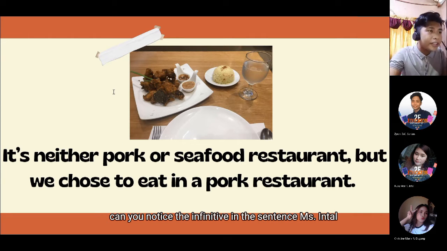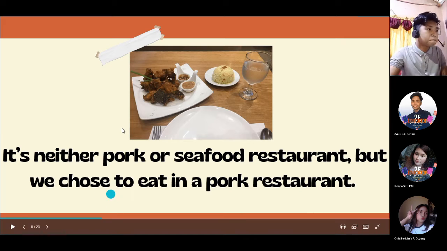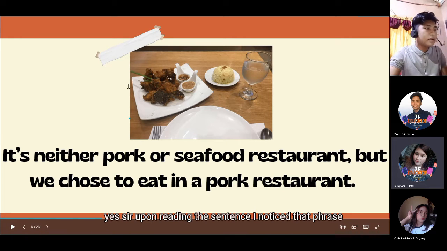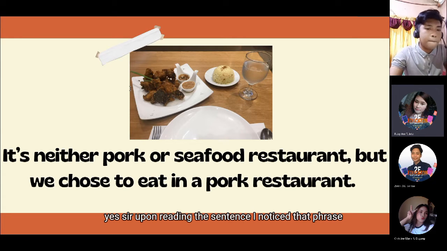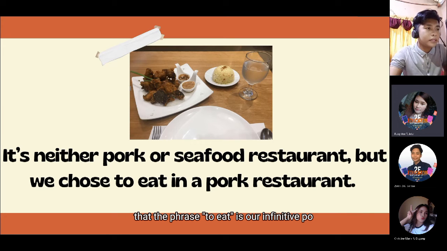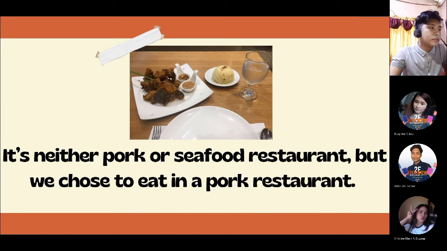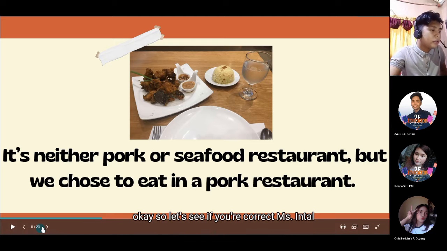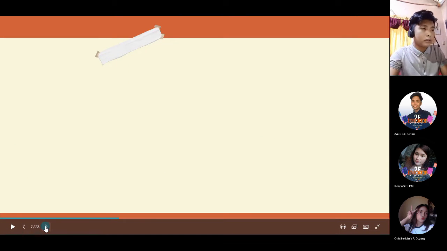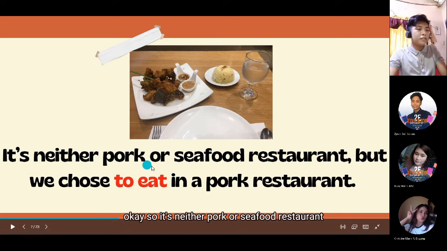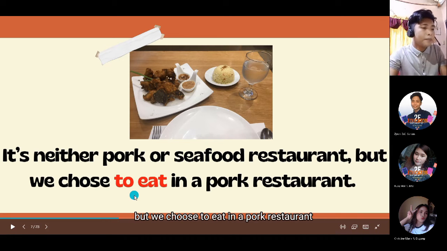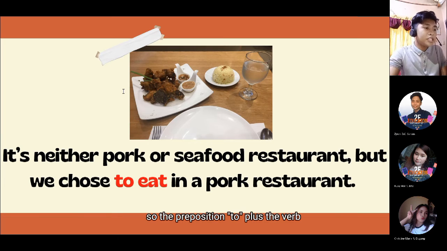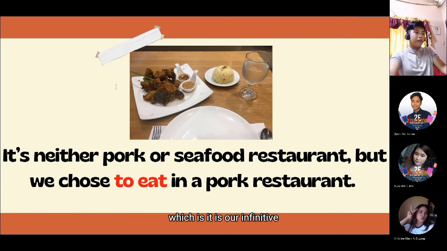Can you notice the infinitive in the sentence, Miss Intal? Yes, sir. Upon reading the sentence, I noticed that the phrase to eat is our infinitive po. Let's see if you're correct. Okay, you're correct. The infinitive in the sentence is to eat. The preposition to plus the verb eat is our infinitive.